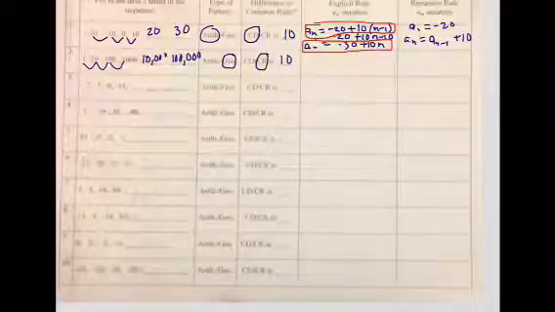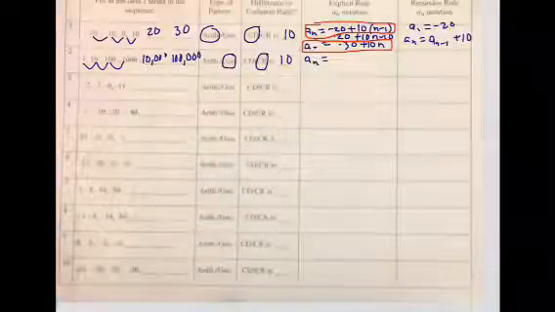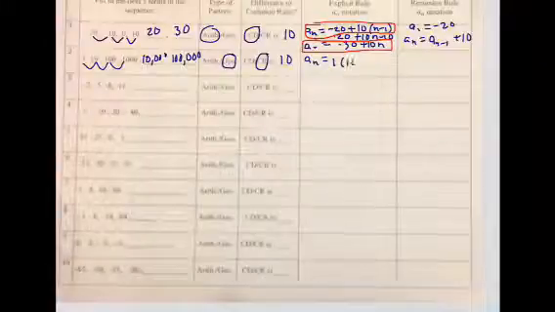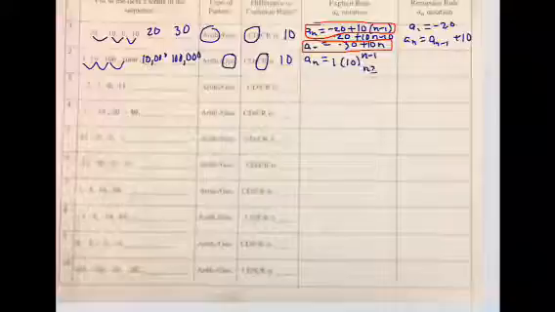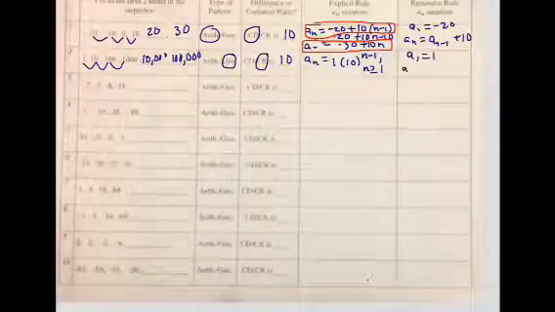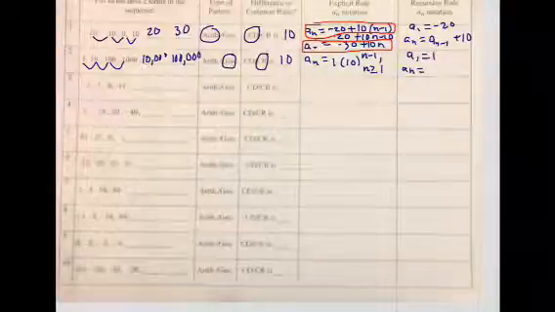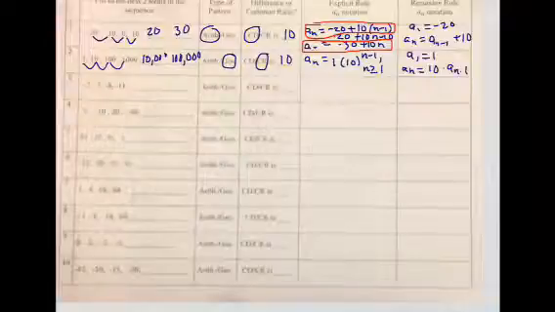So for the explicit rule, it's going to be a sub n equals the first number times the ratio to the n minus 1. And here, of course, I could fit it in this box. Okay, so n is greater than or equal to 1. For recursive, it's going to be a sub 1 is 1, and then a sub n equals the ratio times the previous number. Okay, now that's a subscript, n minus 1.